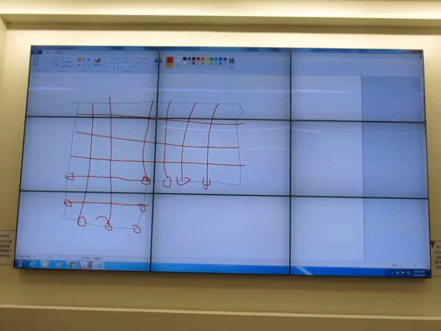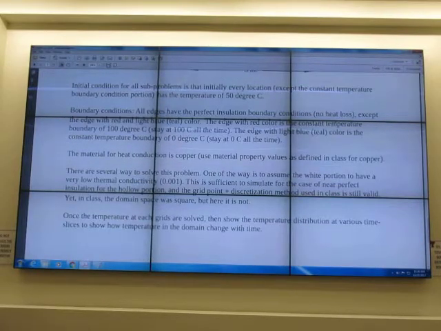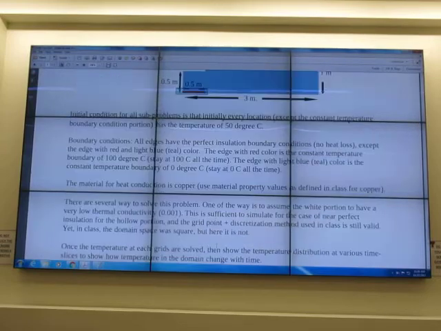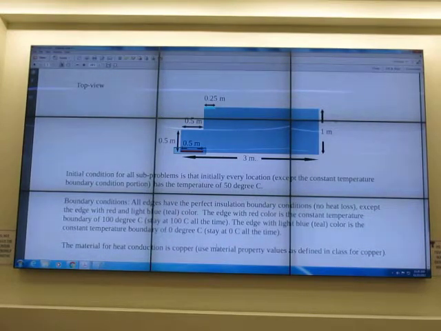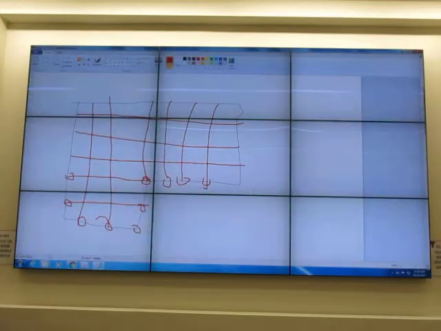Oh, by the way, in the project, you must use the backward scheme. If you ever use the forward scheme, you get 0. But you can use the forward scheme to check if your answer is correct or not. But you must use the backward scheme. Otherwise, you will get 0 for this project. If you use the forward finite difference scheme in time, you will get 0. You must use the backward scheme. Okay? We will revisit this later.